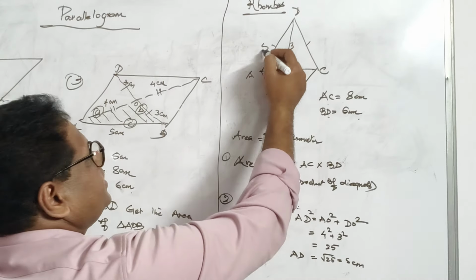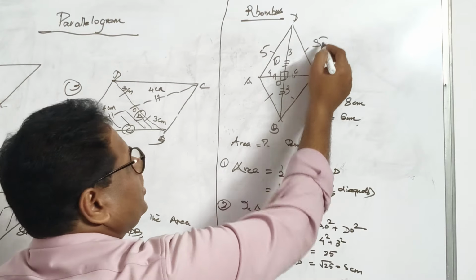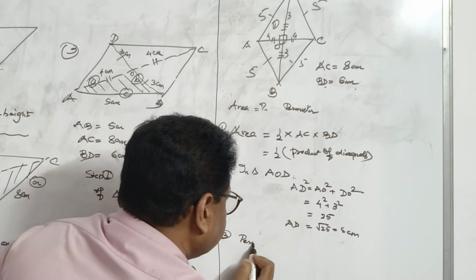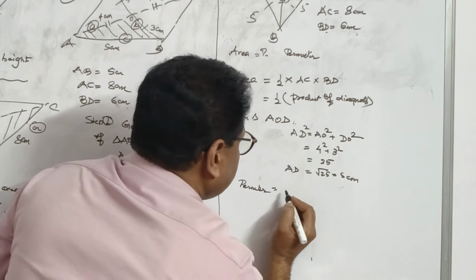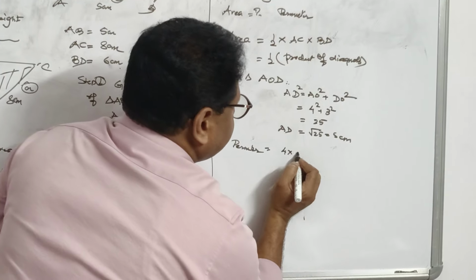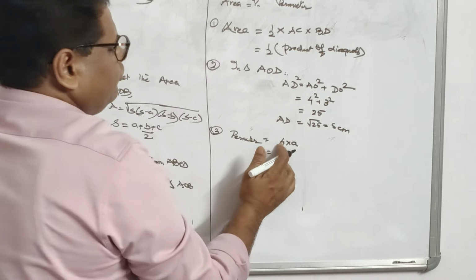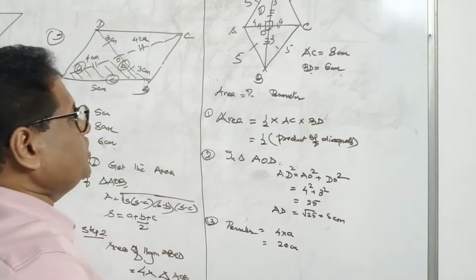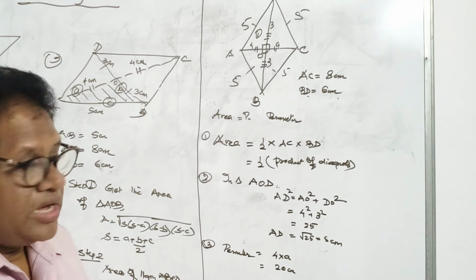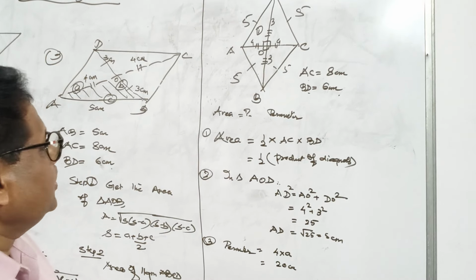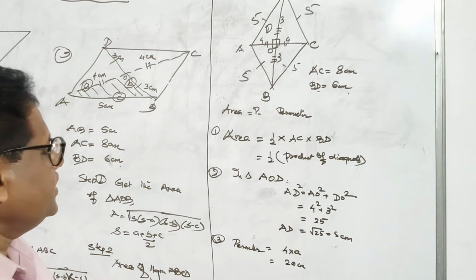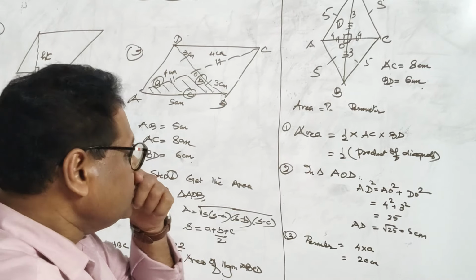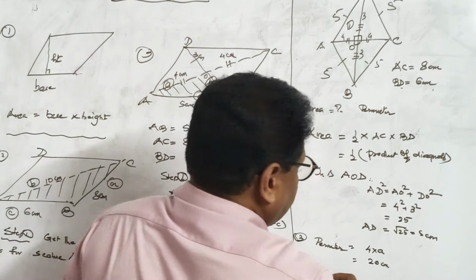So after calculating the side of the rhombus, you know all sides are equal, then you can apply the formula perimeter equals 4 into side, just like the square. So here 4 into 5 comes to 20 centimeter. Now supposing you are given the perimeter of the rhombus and you have to find the side, then simply apply the formula side equals perimeter by 4. So this finishes the rhombus.